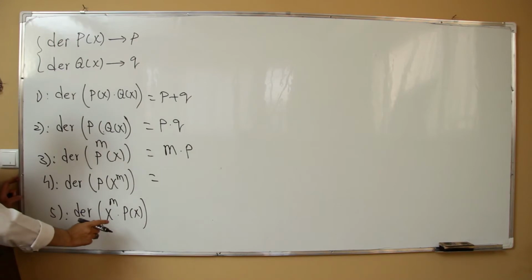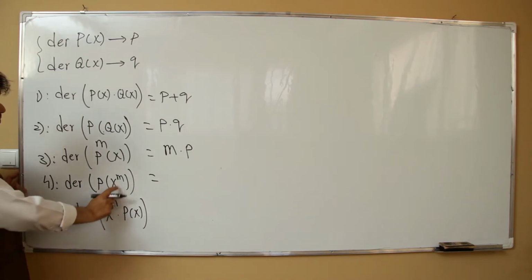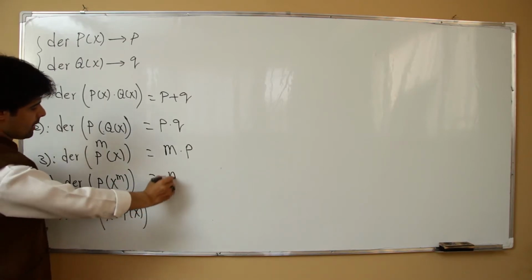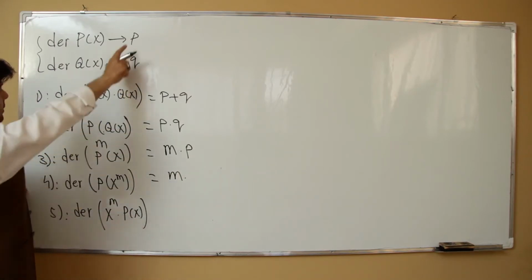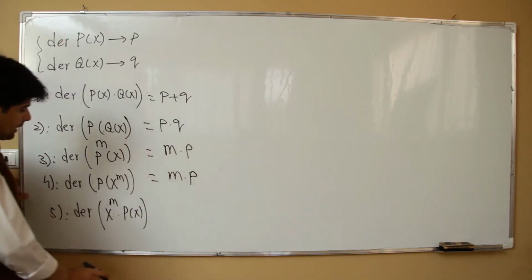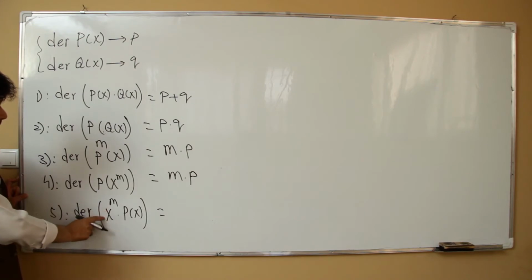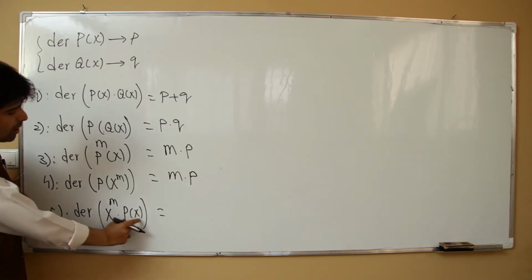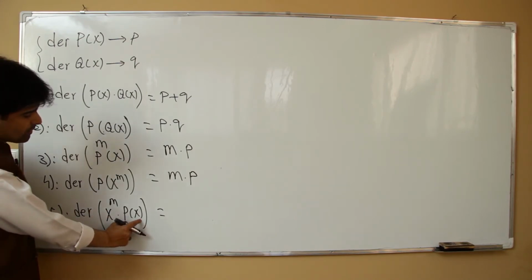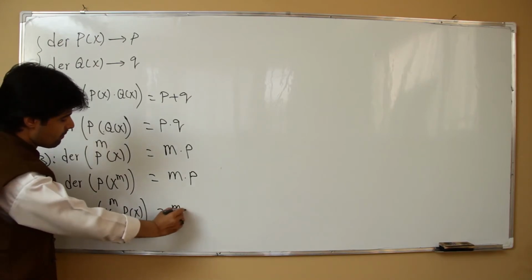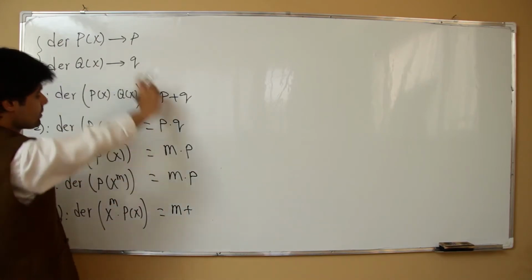What is the degree of p(x^m)? Instead of x, you are putting the variable x to the power m. Then this one is m times the degree of p(x), which was p. And also, if I ask you about a monomial x^m times the polynomial p(x), what's the degree? The degree would be m plus, what's the degree of this one? p.